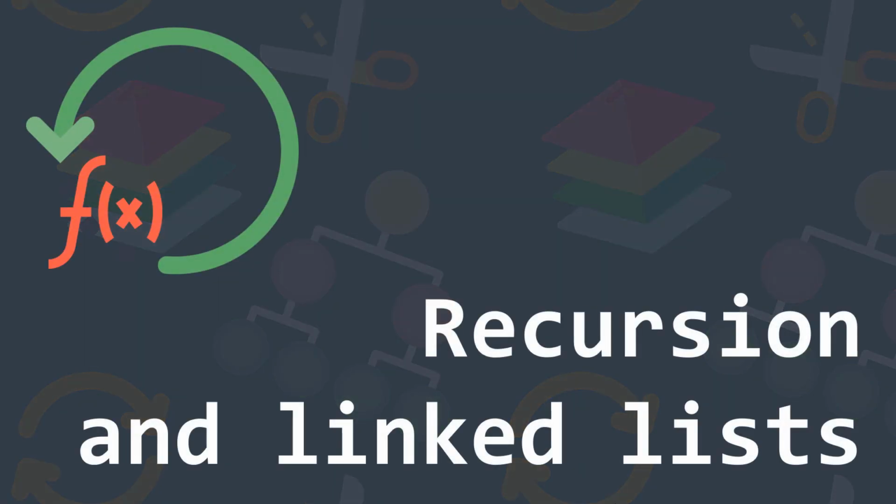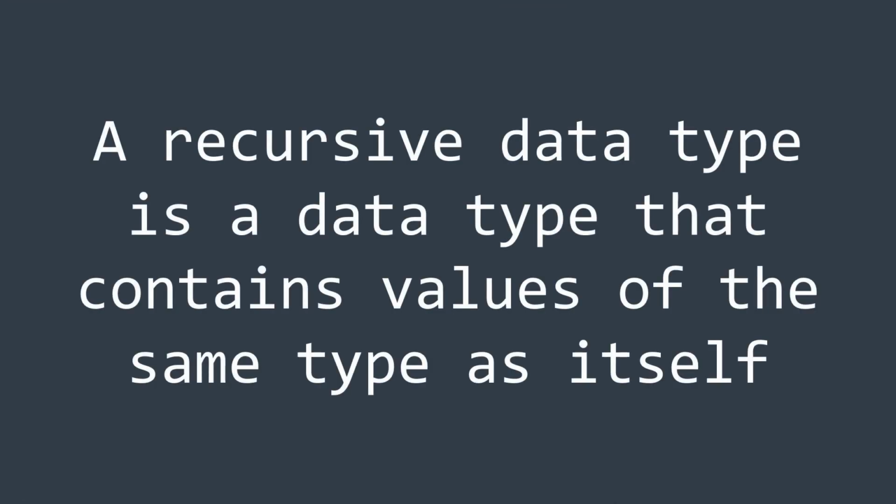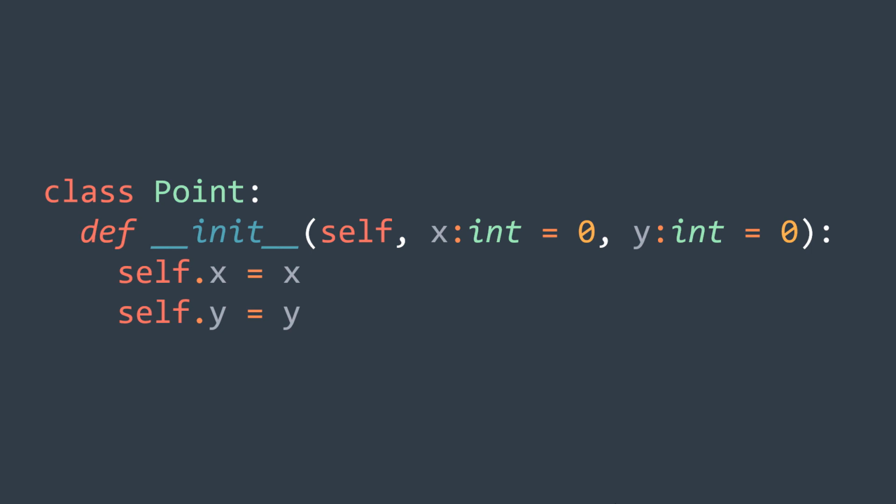Welcome to this new video where we'll talk about the relation between recursion and linked lists. First of all, we need to talk about what is a recursive data type. A recursive data type is a data type that contains values of the same type as itself. For example, if we define a data type point that contains 2 attributes x and y of type int, then it's not a recursive data type, because it doesn't contain an attribute of type point.